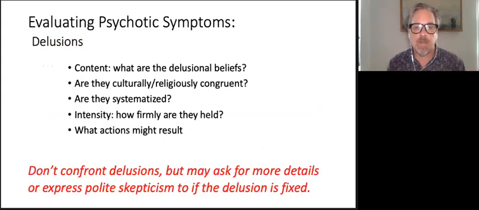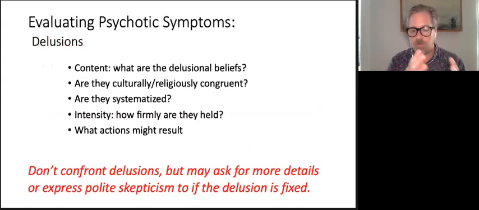You also want to make sure that you understand the beliefs in the cultural content or religious content of the patient. So beliefs that may be highly religious may not make a lot of sense to you if you don't share that religious belief, but it would be good to check in with a colleague who shares the religious beliefs of the patient to see if that's congruent with the group beliefs.